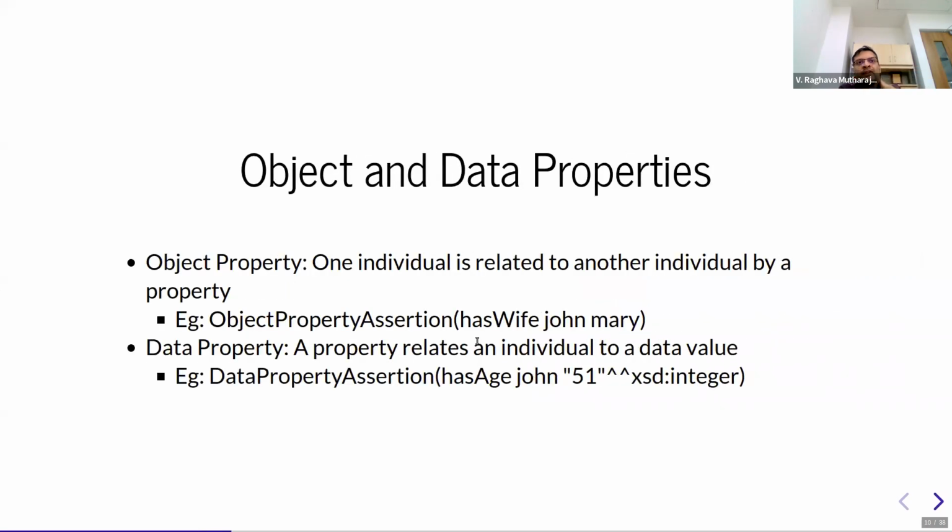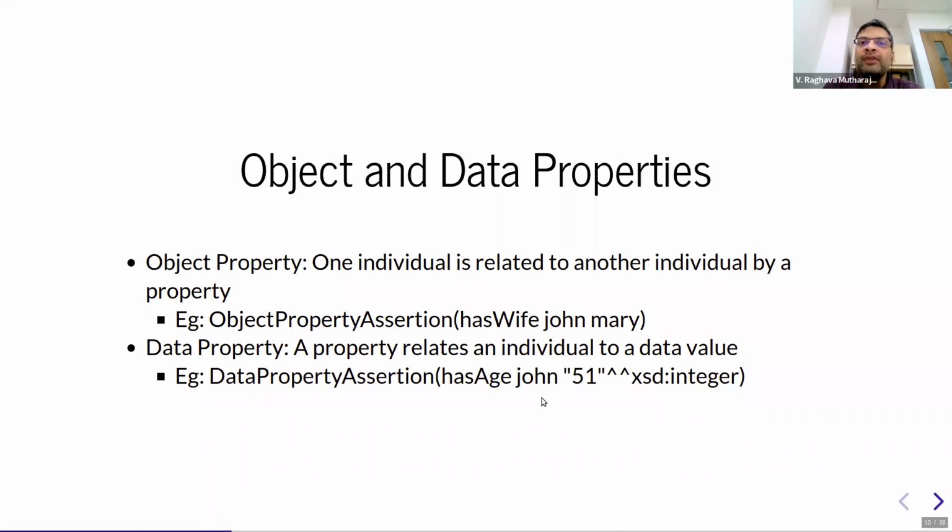Okay, so we do have the discussion on object and data. In object property, as I mentioned, one individual is related to the other individual by this particular property. So John and Mary are related by the has wife property, and John and Mary both are individuals, right? In data property, you have an individual connected to a data value. So John has age 51, but you need to qualify it further. You need to say that 51 is of type integer. And all these data types are borrowed from XSD, XML schema data types.